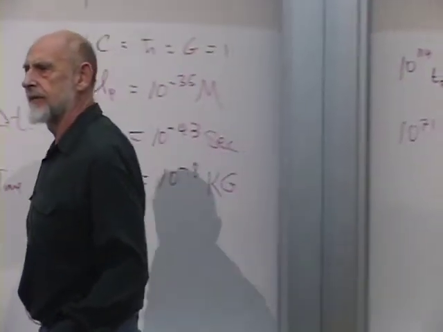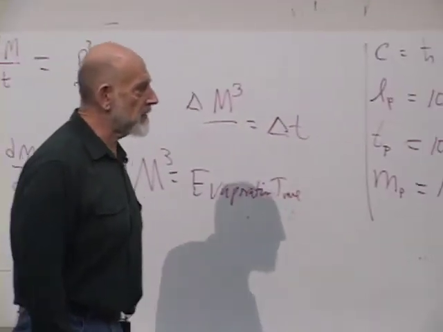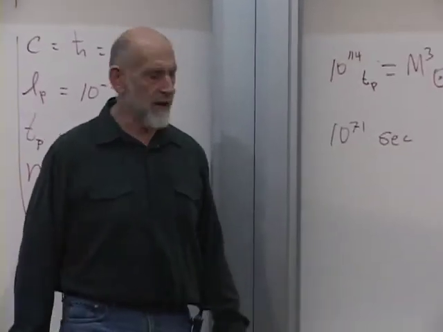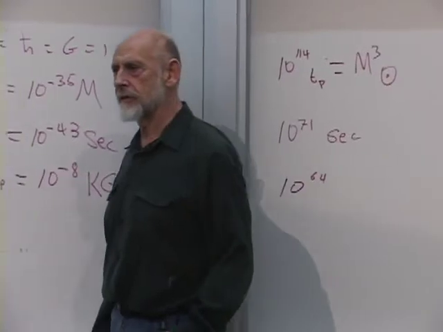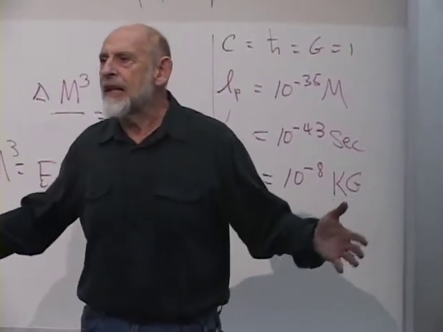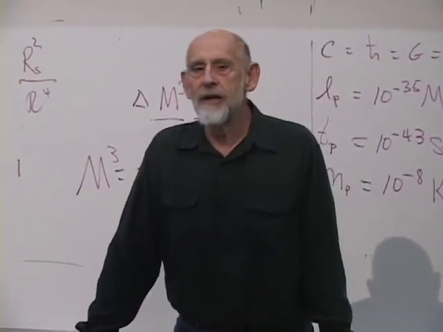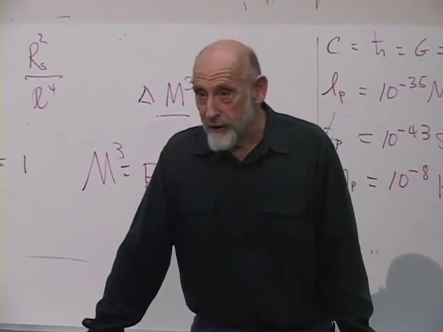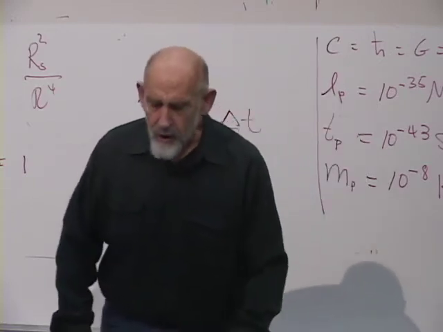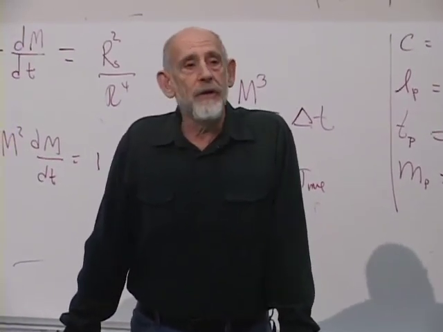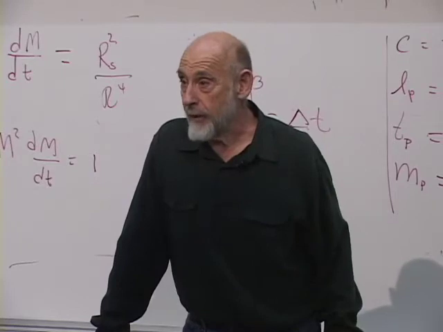How many years is that? One year is 3 times 10 to the 7th seconds. So divide by 10 to the 7th: 10 to the 64 years. What's the present age of the universe? 10 to the 10th years. So this is 10 to the 54th universe ages. Black holes evaporate very, very slowly. The reason, of course, is they're very, very cold, and you get T to the 4th in them. So even after the universe cools to the point where the black hole will evaporate, it's still evaporating very slowly.